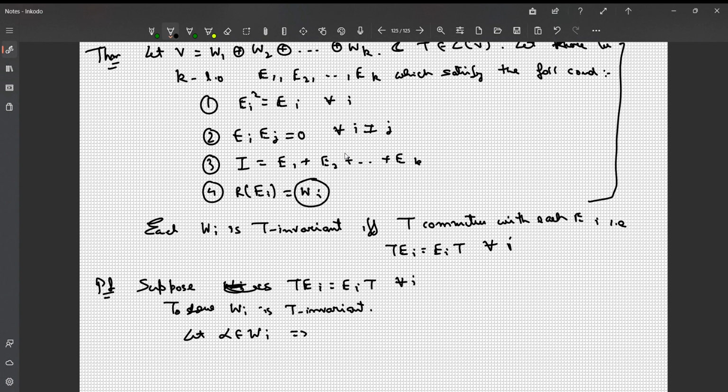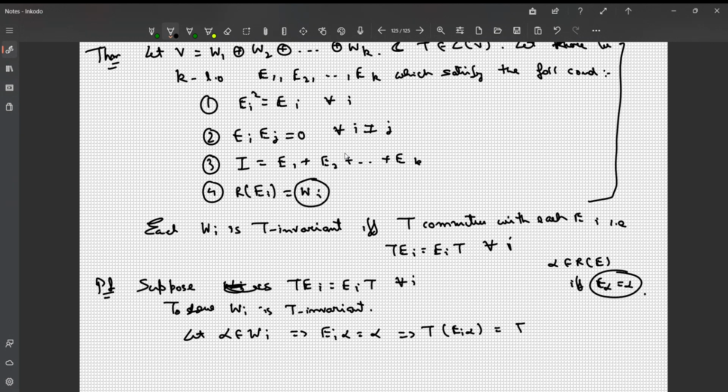So let alpha be an element from Wi. So now recall the following fact. We had that alpha is in the range of some projection operator E if and only if E of alpha is equal to alpha. Right? In the previous lecture we had discussed this fact. So that means Ei of alpha is equal to alpha.